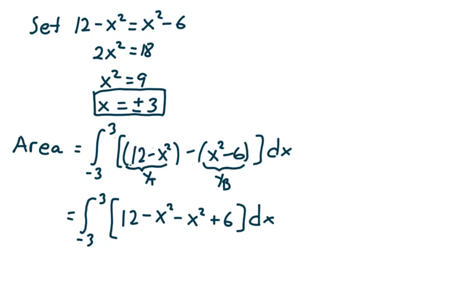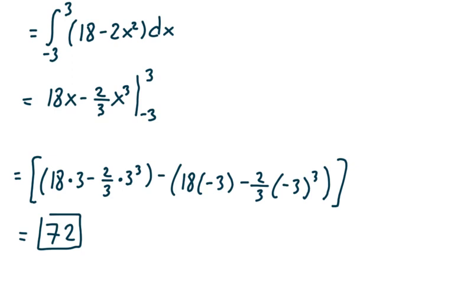So distributing the negative inside, we get the integral from negative 3 to 3 of 12 minus x squared plus 6 dx, which is equal to the integral from negative 3 to 3 of 18 minus 2x squared dx. Now, this is 18x minus 2/3 x cubed evaluated from negative 3 to 3.